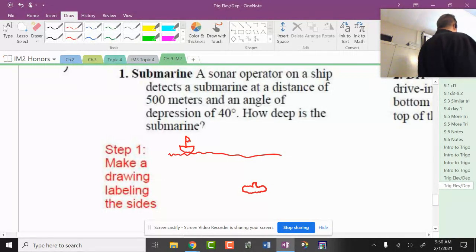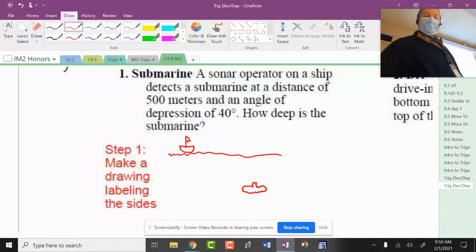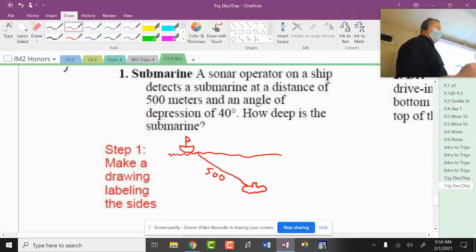A sonar operator on a ship detects a submarine at a distance of 500 meters. Well, guys, I don't know how else to say this. That's the direct line to these two. So that is the 500. And I'll just remember that I'll put an M there.